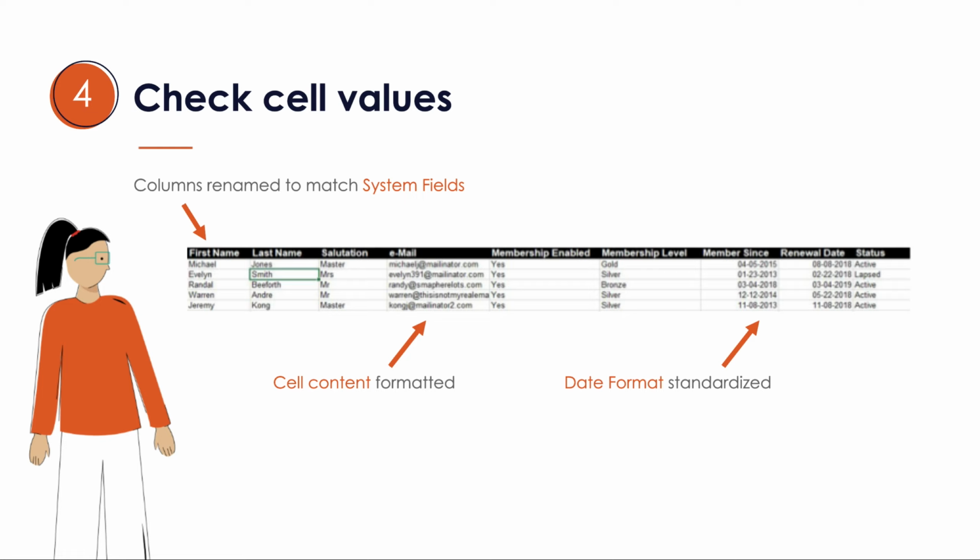Step 4 is general housekeeping. We want to make sure that date formats are standardized, that there are no extra spaces anywhere, and that all of our cell contents are formatted as best as we can so that they're standardized to go into the system.